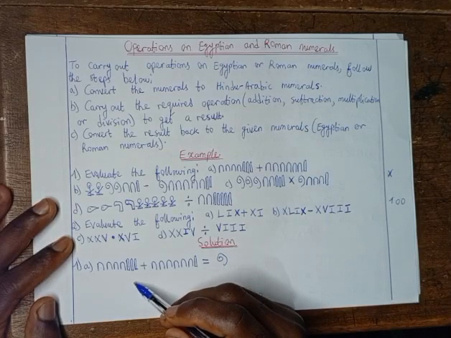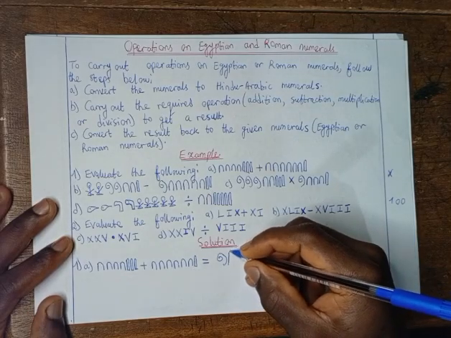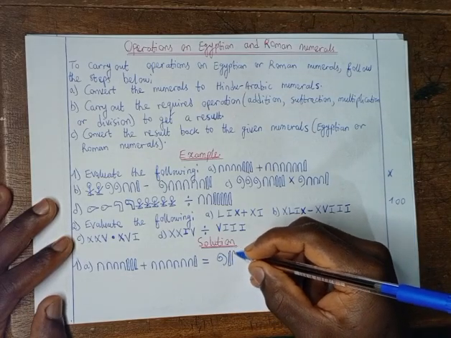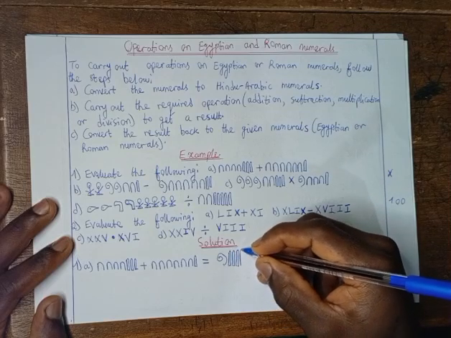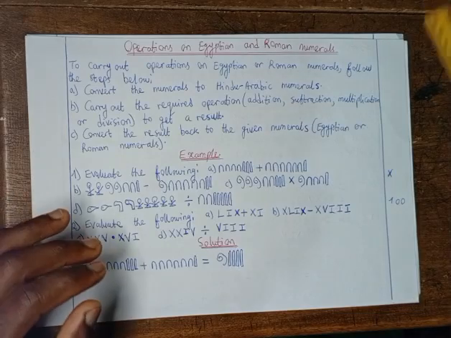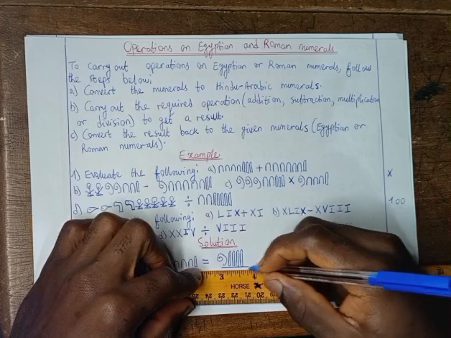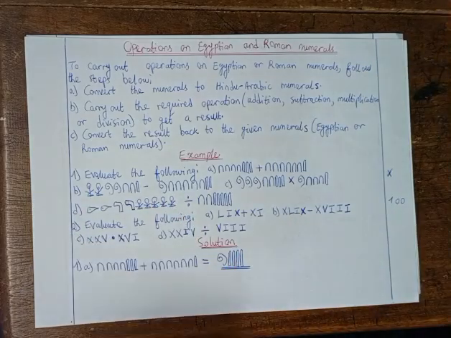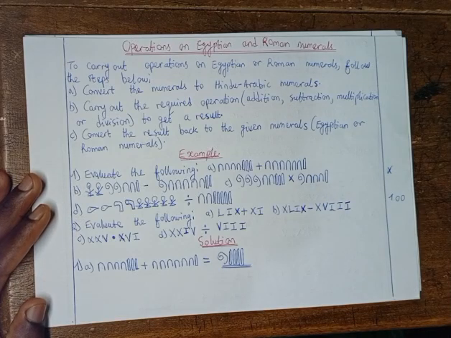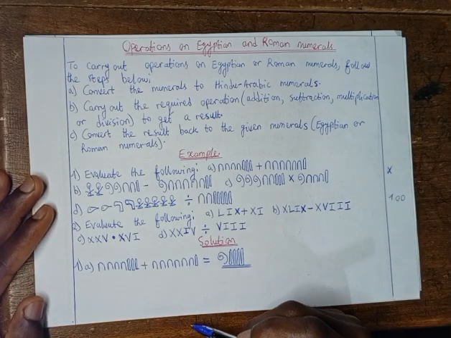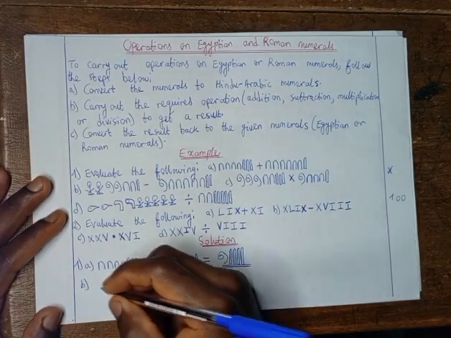Next, we are going to count the number of straight fingers we have in the two numbers. We have 1, 2, 3, 4. So we are going to write down 4 straight fingers. This is the result. So it goes faster instead of us wasting time converting these Egyptian numerals to our own numerals, then carrying out the operation, which is addition, then changing back the result to Egyptian numerals.